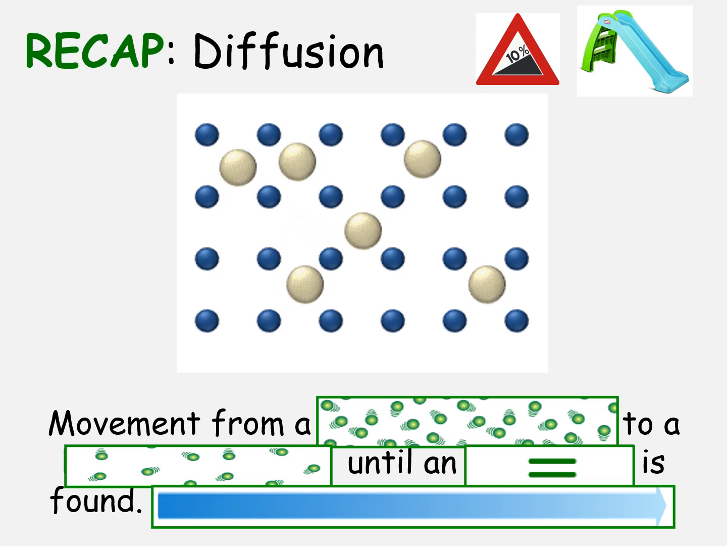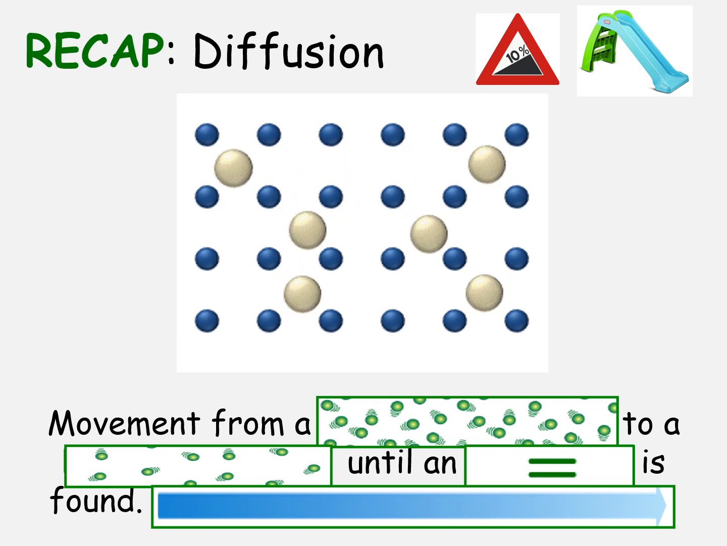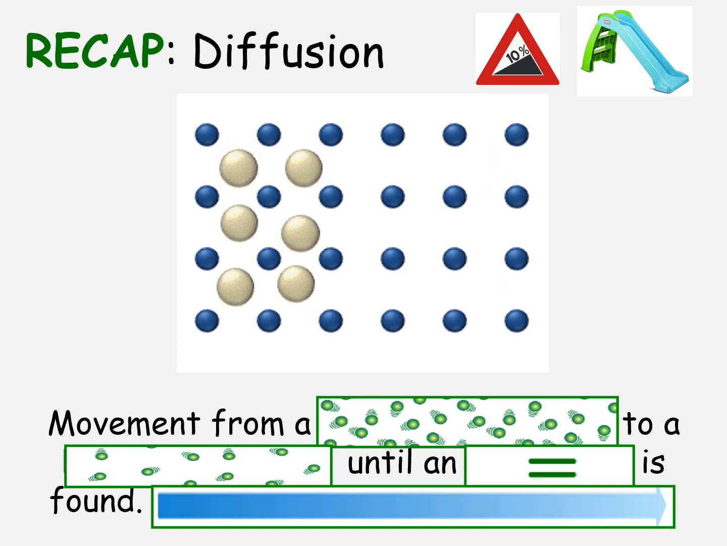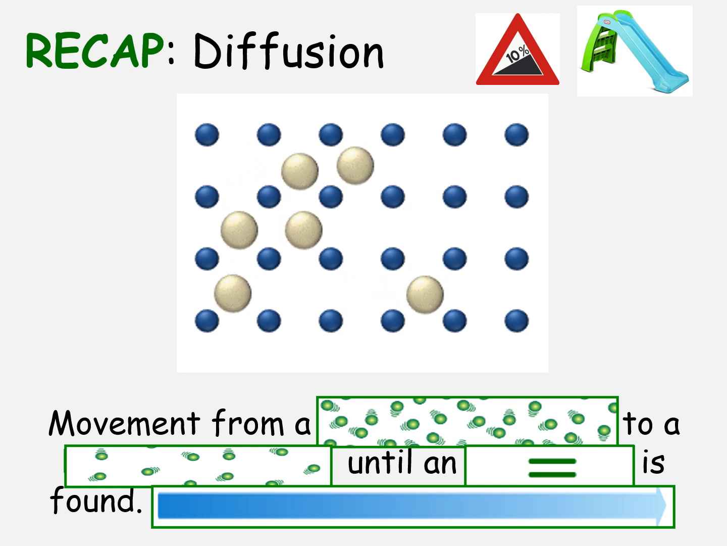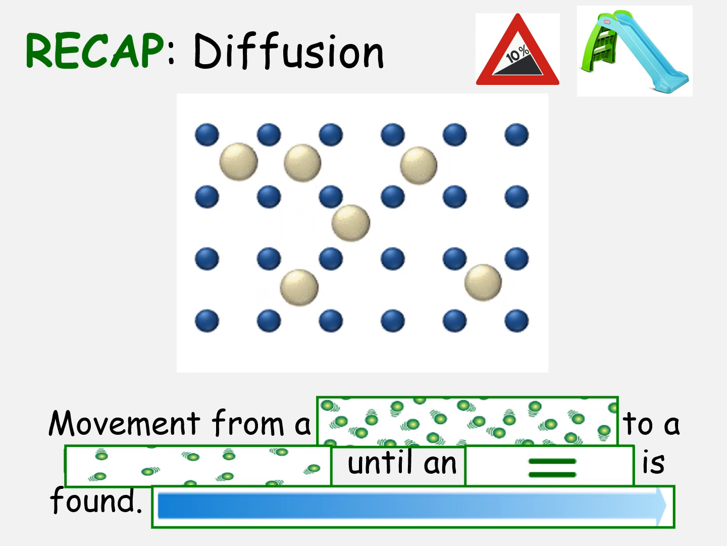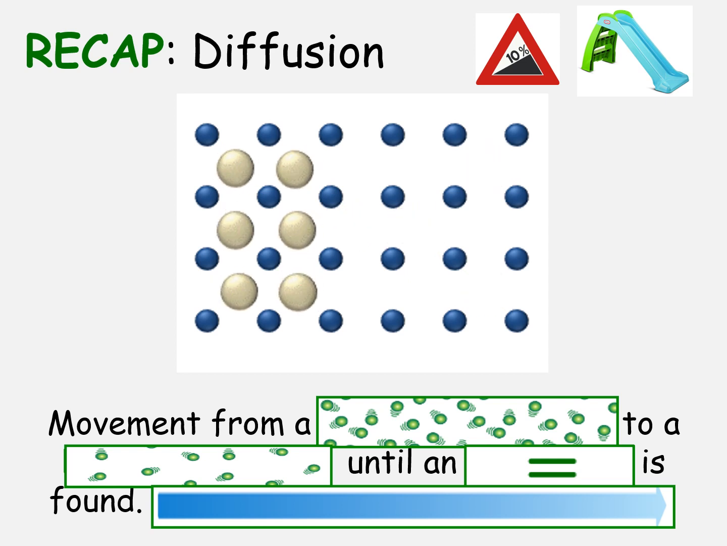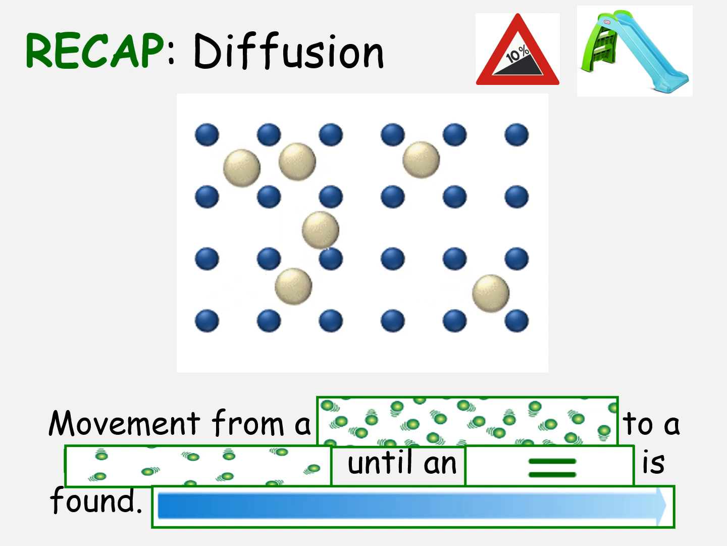The particles in gases and liquids are constantly moving past each other in random directions, and you can see that in the animation. That causes the overall movement of particles from where there is more of them, the white ones at the beginning, to where there is a lower concentration, and that happens until they are, and you can see it on the screen, equally spread. So they move from an area of high concentration to an area of lower concentration until an equilibrium has been reached.